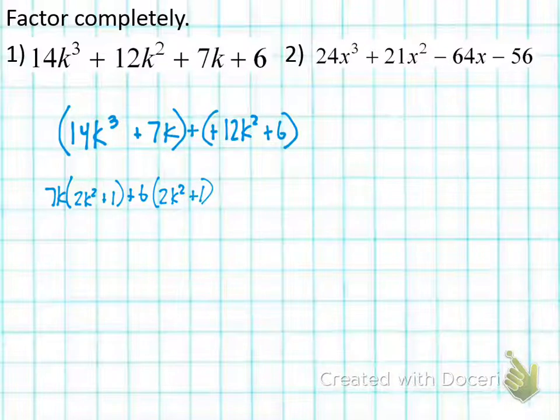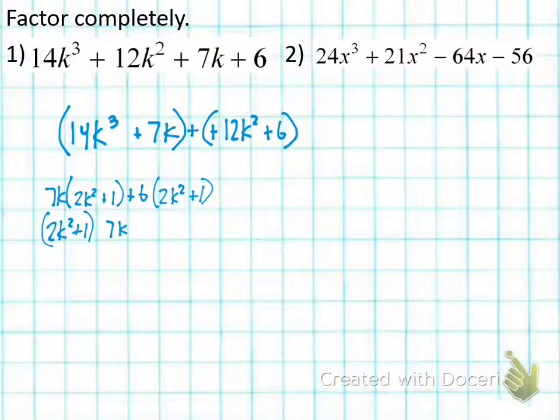Now, at this point, you need to see a similarity between these two terms. What do you notice that's similar in both of these? 2k squared plus 1, right? So that means you're doing it correctly. In both of these terms, I can still factor out this one term, 2k squared plus 1. Just listen right now. I'm going to factor out 2k squared plus 1 from these. So I know 2k squared plus 1 times 7k is the first one.